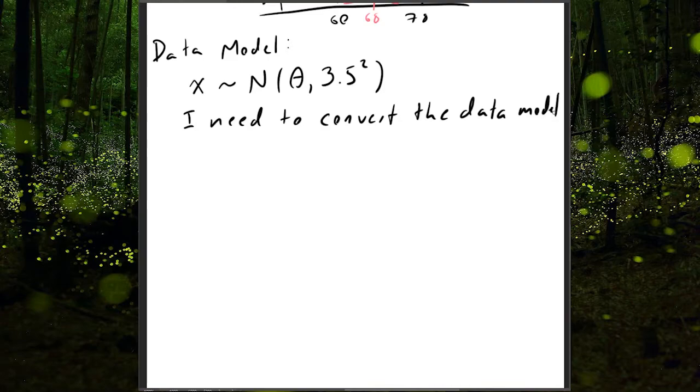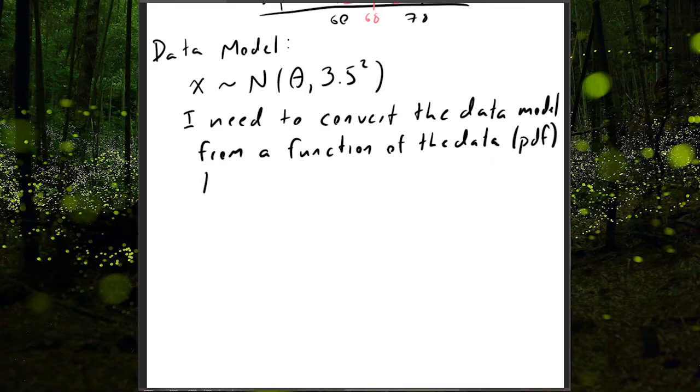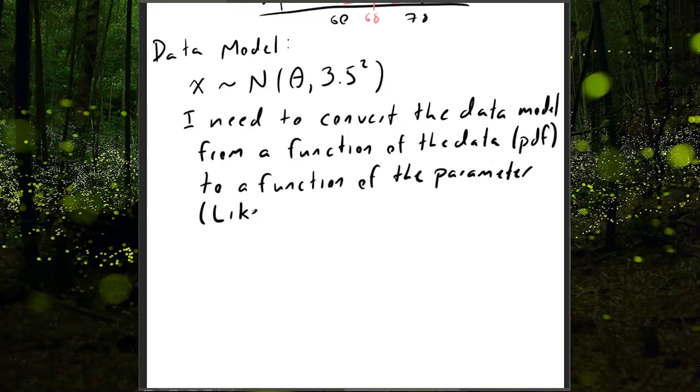I need to convert the data model from a function of the data, which will usually be a PDF or a PMF, to a function of the parameter. And we've talked about this before. That's what we call the likelihood.